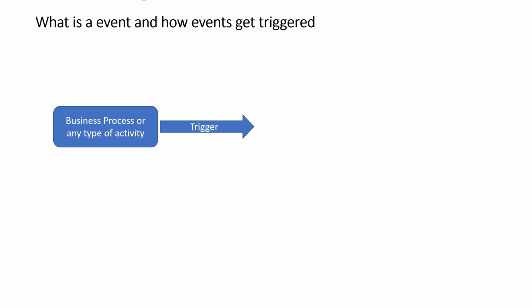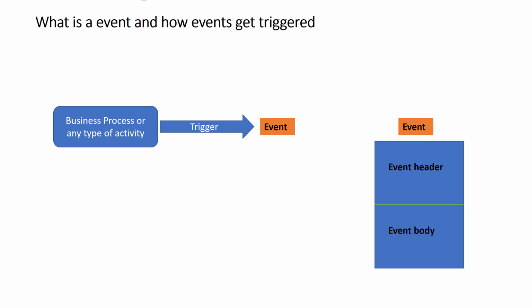Before I get into stream processing, I really want to introduce a very key concept within stream processing, which is the event. So, what's an event? An event is triggered from a business process or any type of activity. It generates events. The event has 2 key components: an event header and an event body. That constitutes a single event.